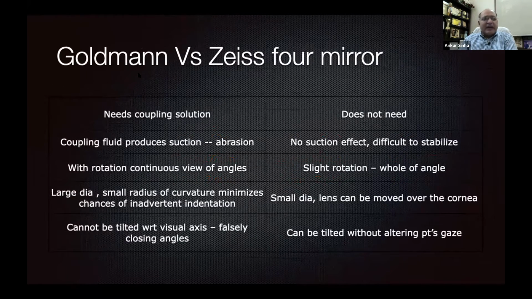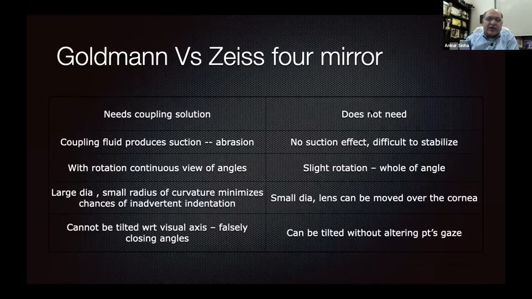Now this is the comparison between the Goldmann and the Zeiss 4 mirror. The Goldmann mirror requires a coupling solution. It produces a suction effect, so sometimes it can even cause abrasion. With rotation, we can have a continuous view of angles. It has a larger diameter and small radius of curvature, so it minimizes chances of inadvertent indentation. But yes, we can press it, and because of the pressure, we can have falsely closing angles with the Goldmann single mirror.